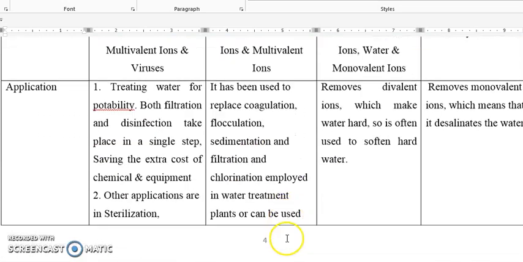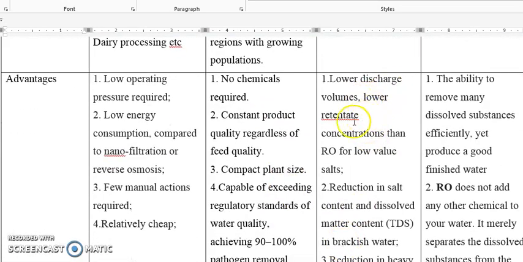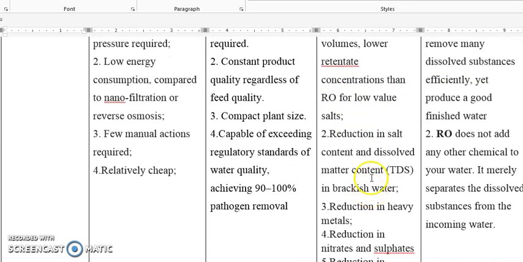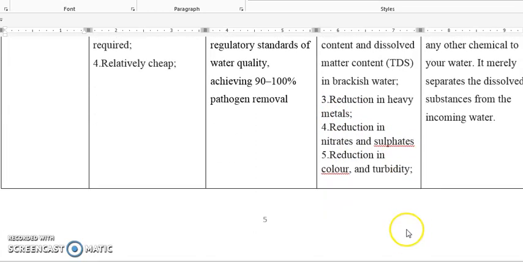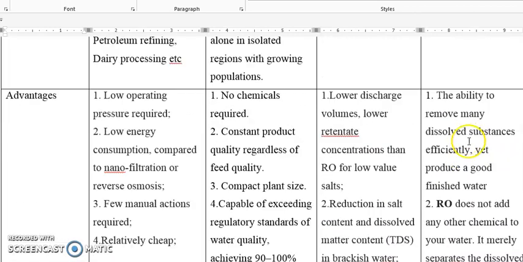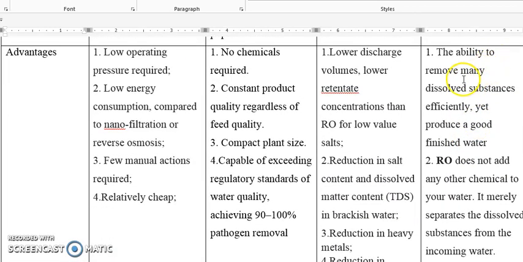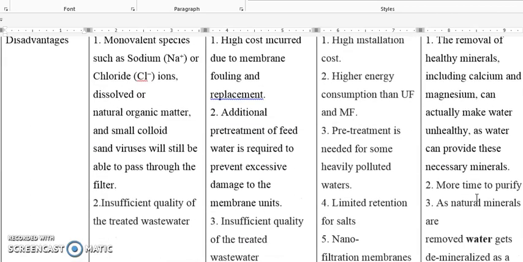And the third one, nanofiltration, what are the advantages? Lower discharge volume, low retained concentration than the RO for low value salts, reduction in salt content and dissolved content, that is the total dissolved solids. Even in brackish water you are able to reduce the salt content. It also helps in reducing heavy metals, nitrates and sulfates, color and turbidity. And lastly, reverse osmosis has the ability to remove many dissolved substances and produce good finished water. RO does not add any other chemical to the water, it only separates the dissolved substances from the incoming water. Those are all the advantages.